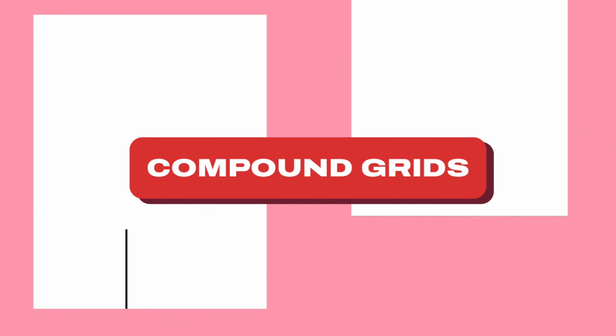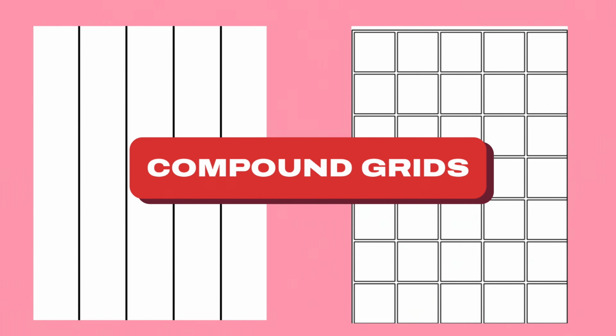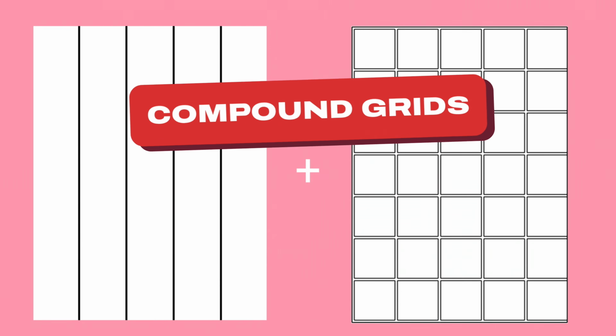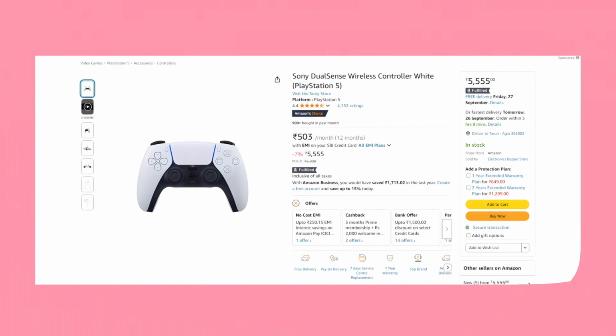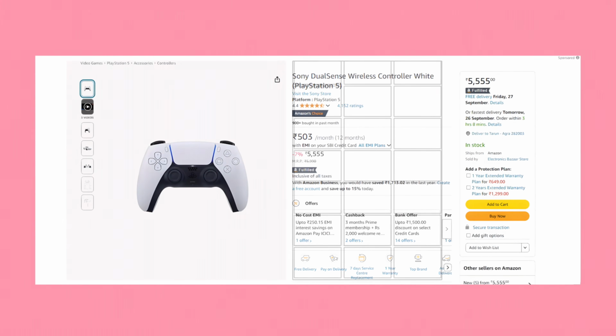Combining a column grid for your product listings with a modular grid for the product details is like having the best of both worlds, and it's called a compound grid. It's all about making your layout flexible while keeping everything looking super clean and organized.